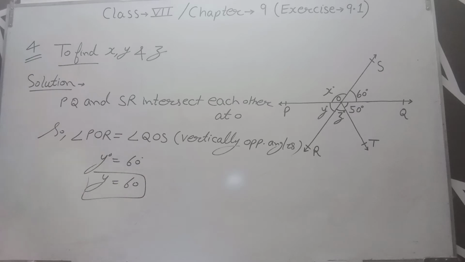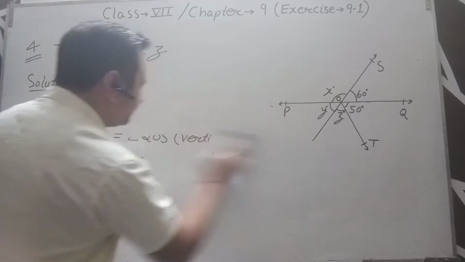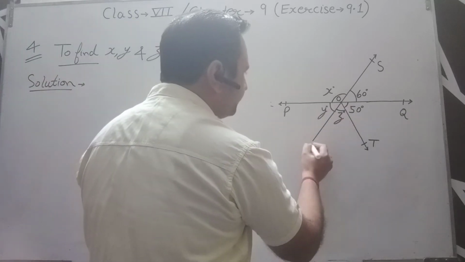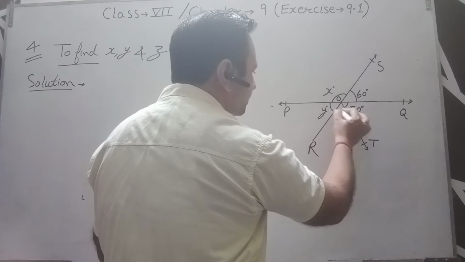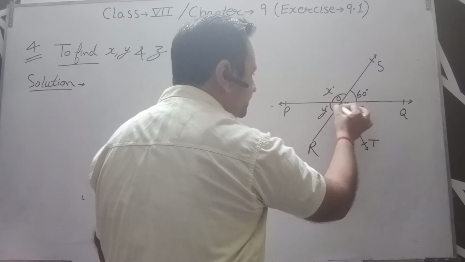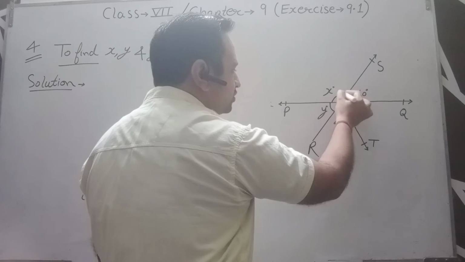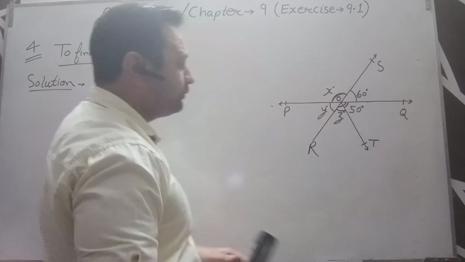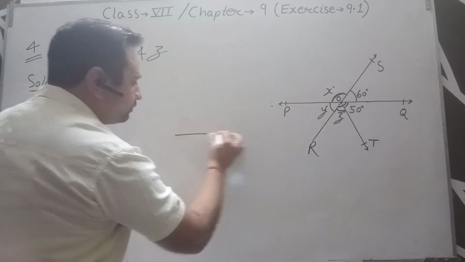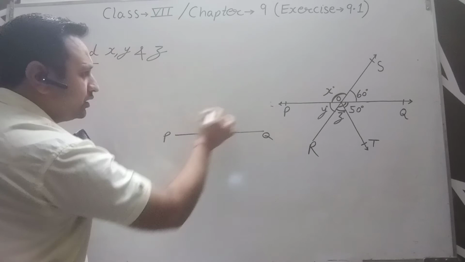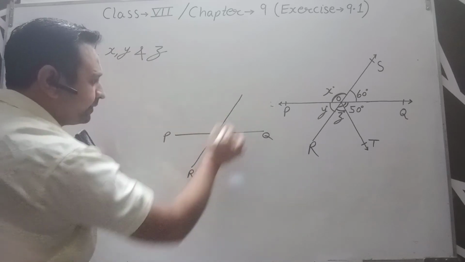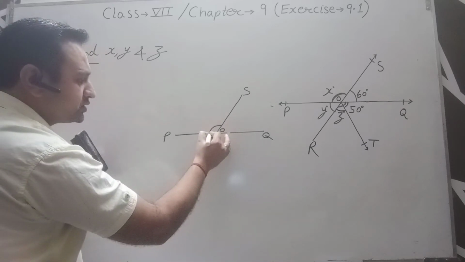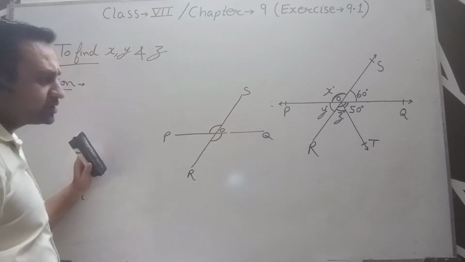Now we have to find z. Again, this angle and this angle, it means this complete angle is equal to this angle, because these both angles are also vertically opposite angles, because again PQ and SR intersect each other at O. So these two angles are also vertically opposite angles.